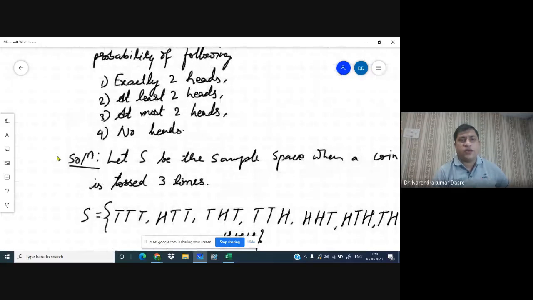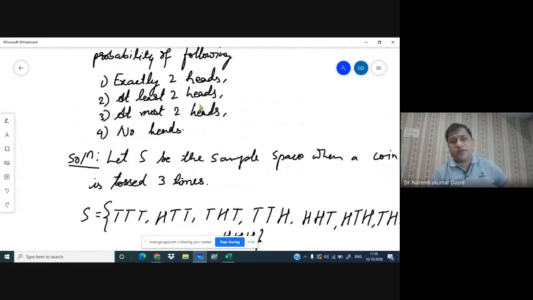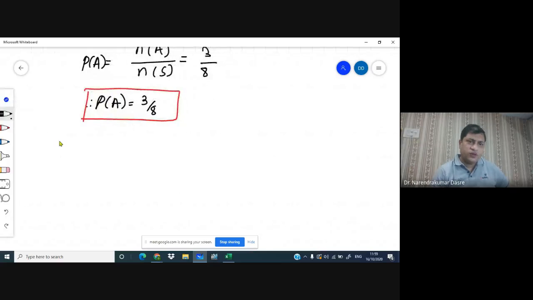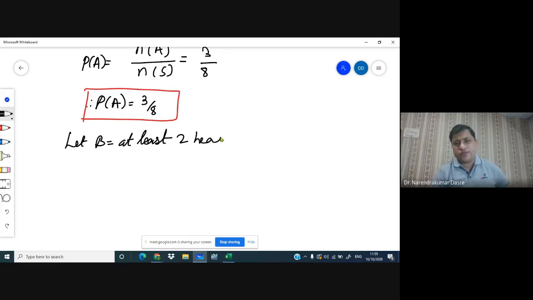Okay, now what is our next event? So next event B is at least two heads. Okay, so what we have, let B be the event at least two heads. Okay, so what it means by at least two heads means it is greater than or equal to two. Okay, so at least two means we will be having greater than or equal to 2.